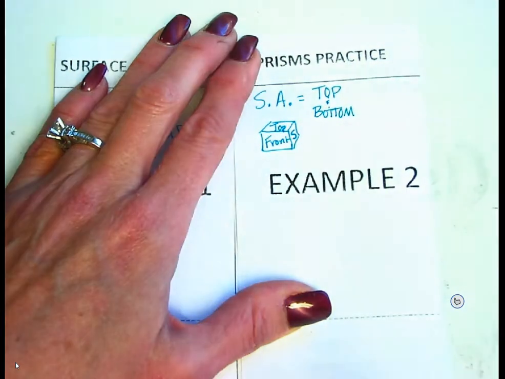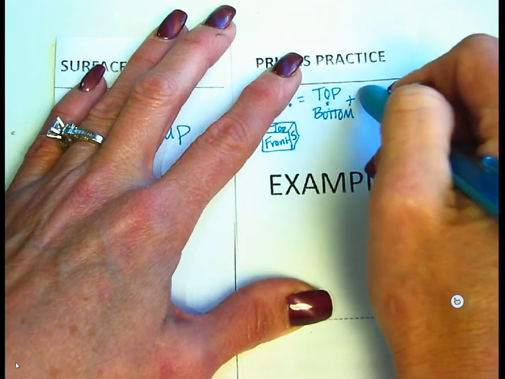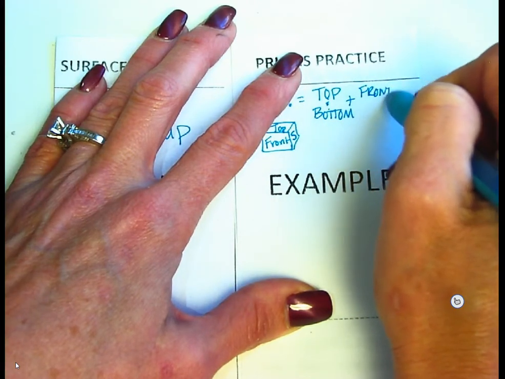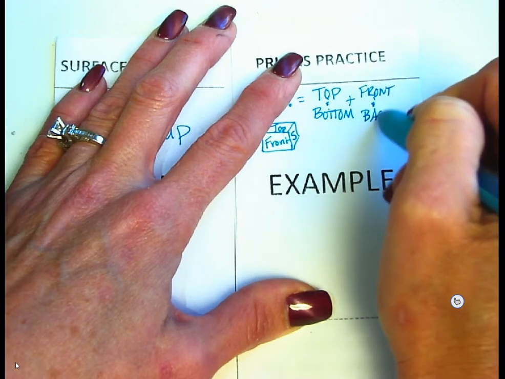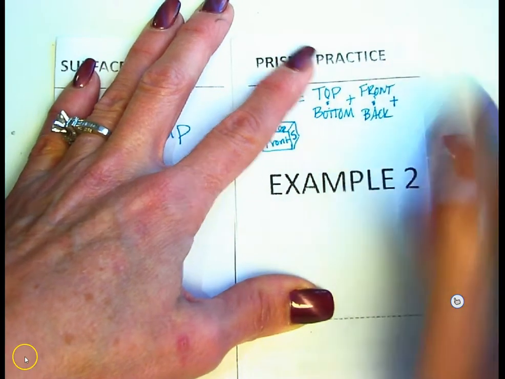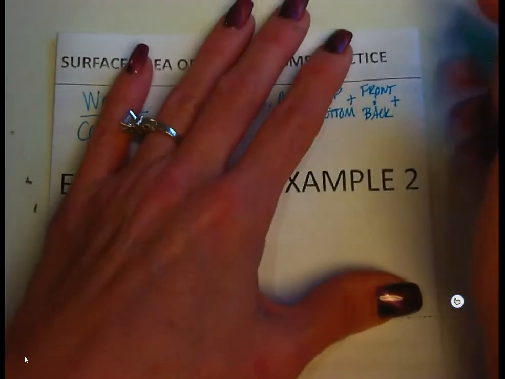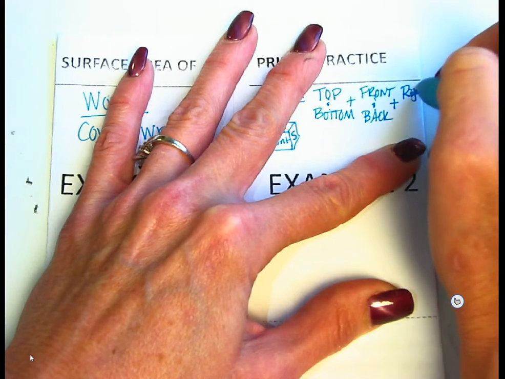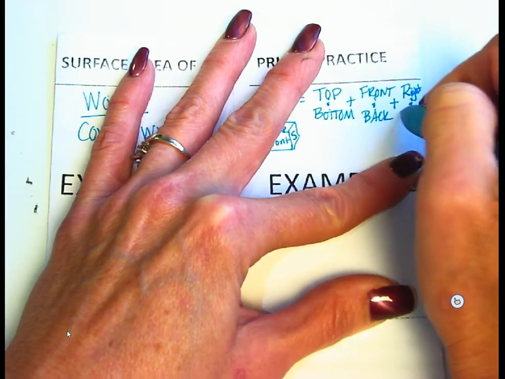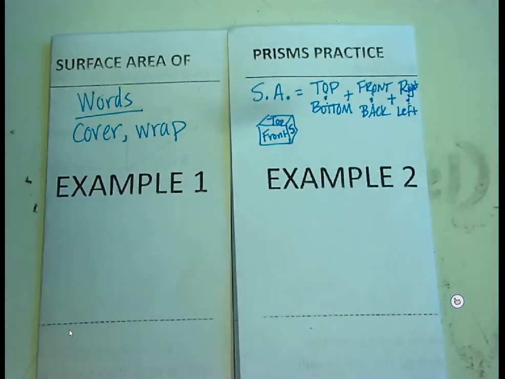What else do I have? A front and a back. So I have a front and a back. Plus I have 2 more sides, 2 more faces, and that would be the right side and the left side. So I'm just going to write right and left, my right and left sides.